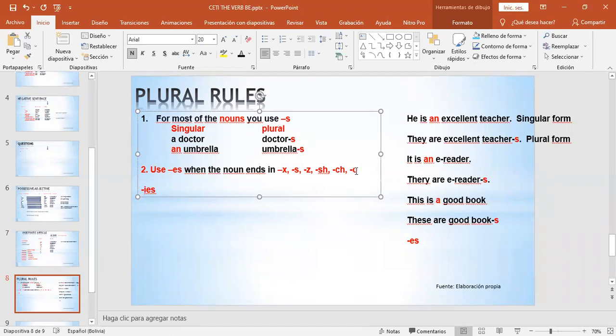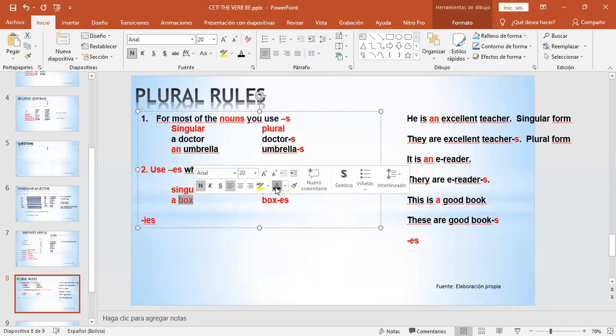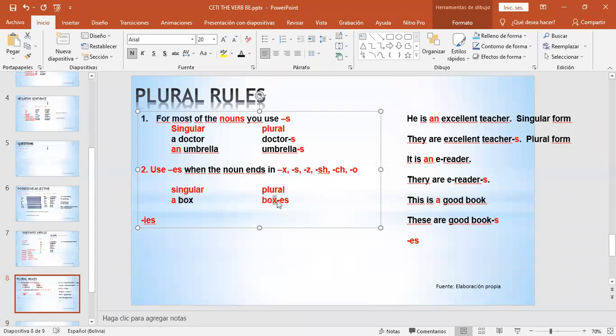Example. We have singular as well, and we have plural. Singular, we're going to say a box. Plural, boxes. Why? Because it ends in X. And it says, if it ends in X, what do you need?